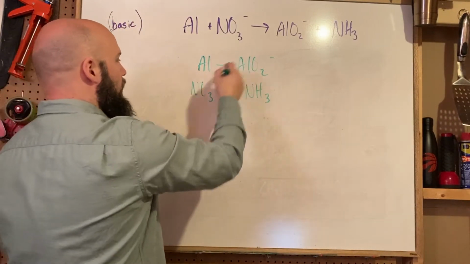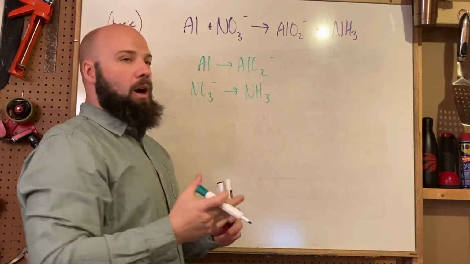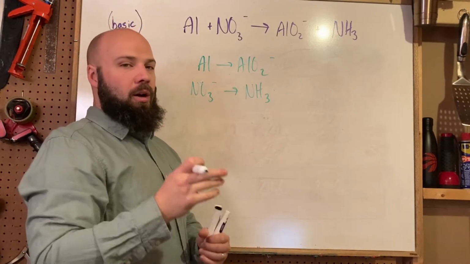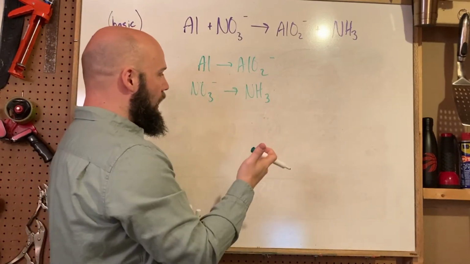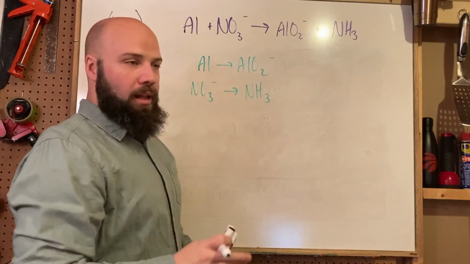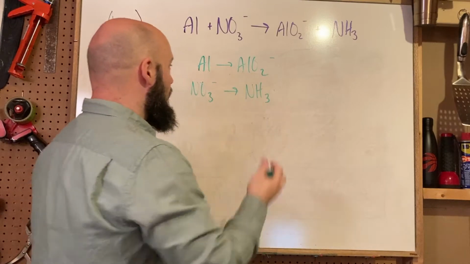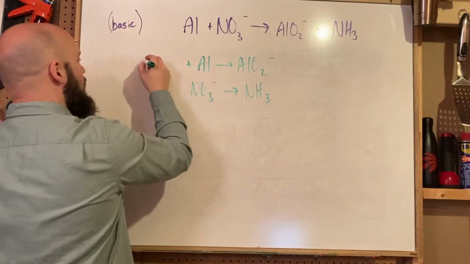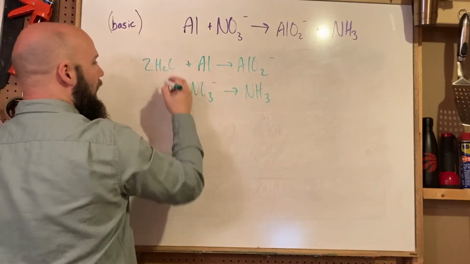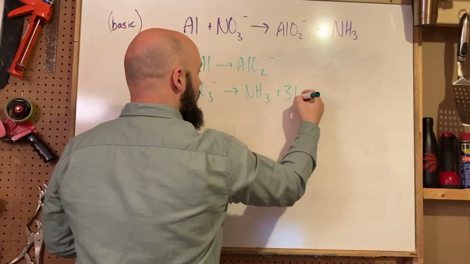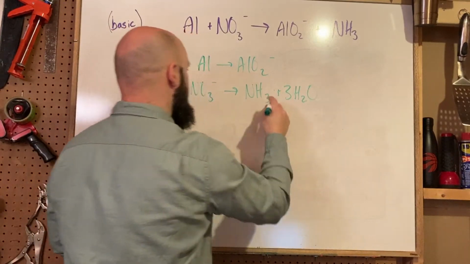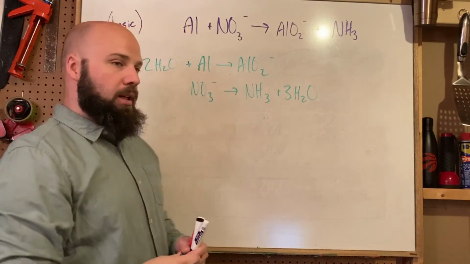Second step, make sure the aluminum and nitrogen, or the non-oxygen hydrogen elements, are balanced. They are. And then balance oxygen by adding water. This is the same as acidic conditions. You have 2 waters on the reactant side and 3 on the products for your second half reaction.